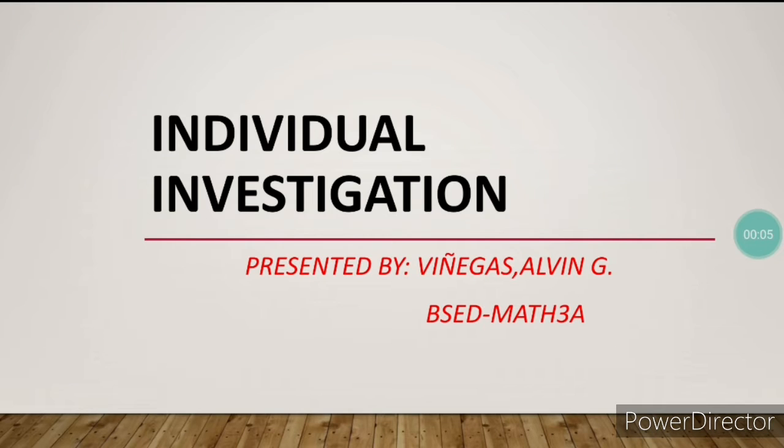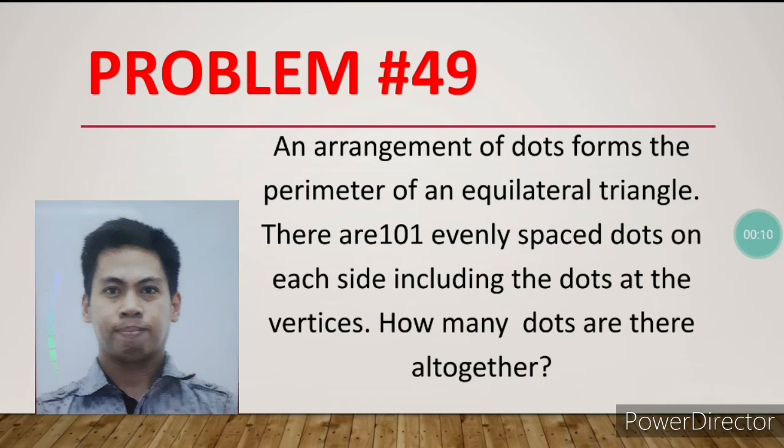I am Alvin G. Viñegas, and today's video is all about problem number 49, wherein an arrangement of dots forms the perimeter of an equilateral triangle. There are 101 evenly spaced dots on each side, including the dots at the vertices. How many dots are there altogether?